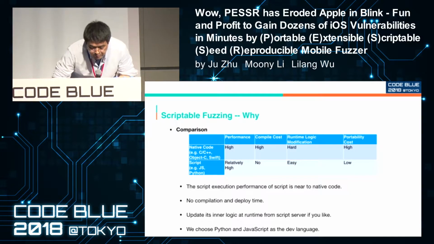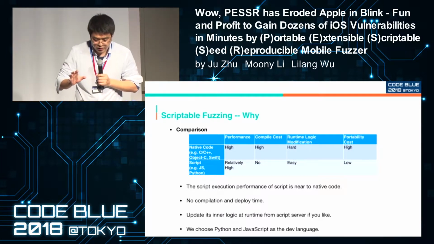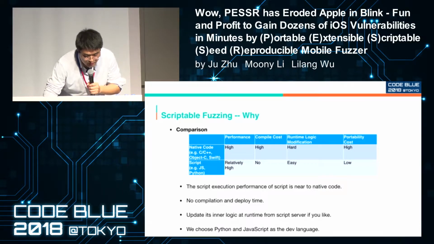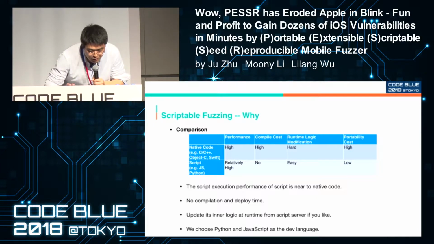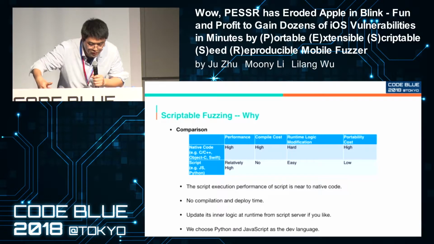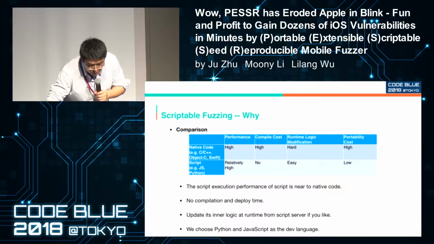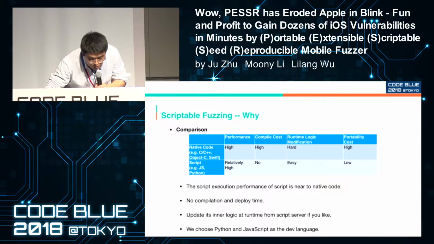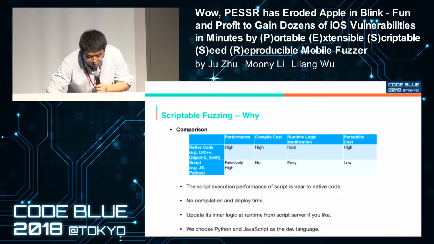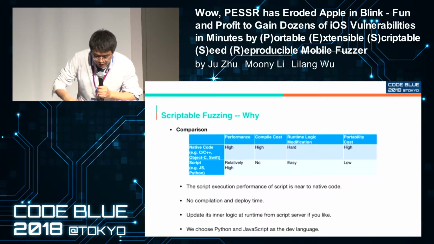Actually, for the fuzzing agent, there are different kinds of implementation. For example, you can implement it using native code, such as C or C++ or Swift or any other object-oriented language supported by Apple. And the other part is about script, such as JS or Python. And we will compare the different kinds of implementation by different dimensions.